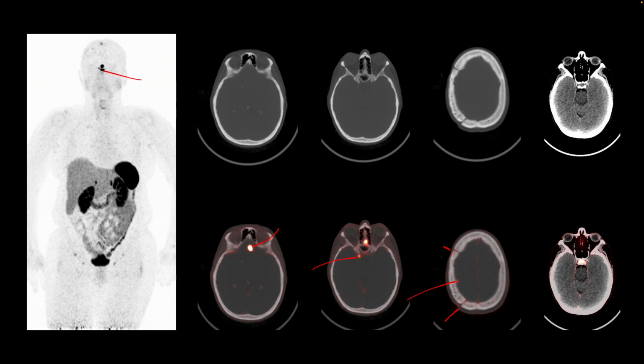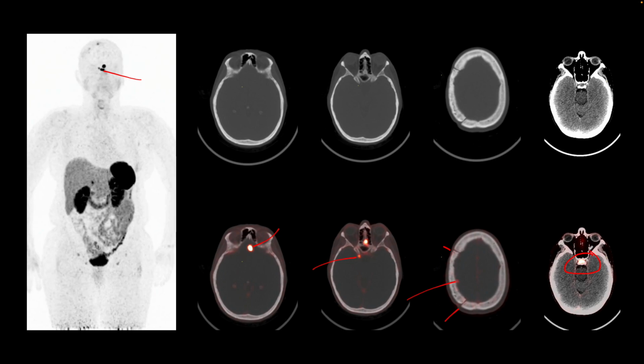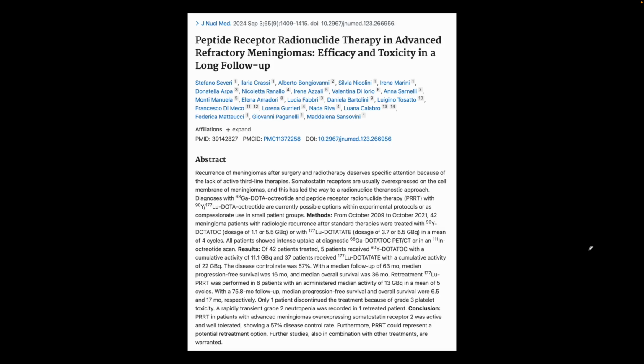And we don't want to confuse this uptake in the sella turcica in the pituitary, which is physiologic, with a meningioma. And so we know meningiomas take up gallium-68 labeled dotatate. And here is an article talking about peptide receptor radionuclide therapy in advanced refractory meningiomas using high-dose lutetium-177 dotatate.